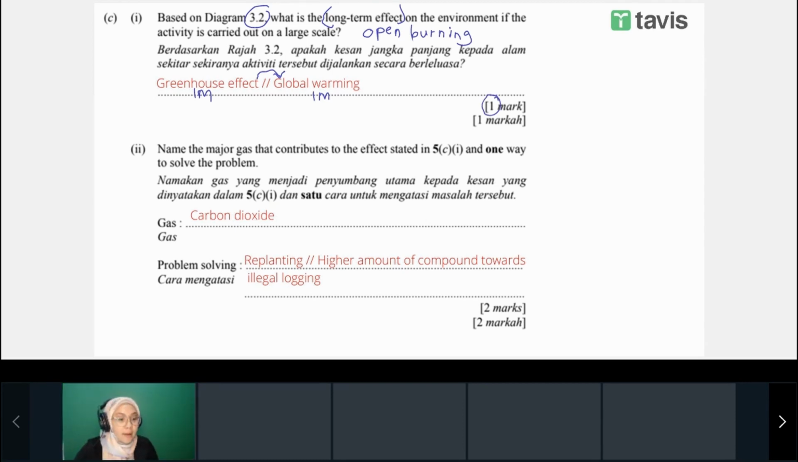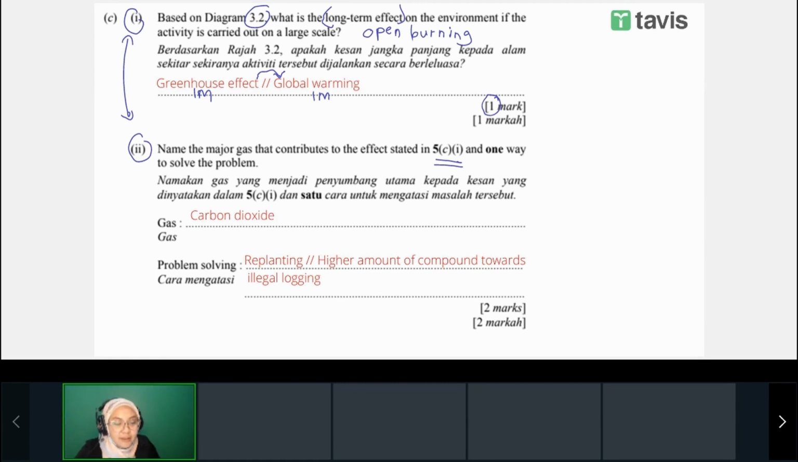So, the second one. Okay, this question 2 and question 1 are related to each other, yeah? So if you are wrong at the first question, you're going to be wrong at the second question, yeah? So you have to be very careful over here. Make sure the first question is correct. Now we see the second question. Name the major gas that contributes to the effect stated in 5C1. What you stated in 5C1?